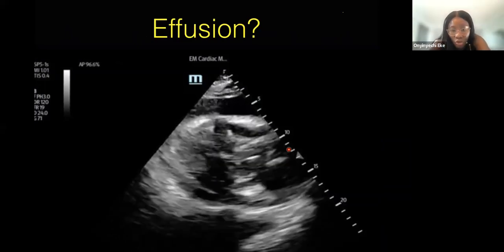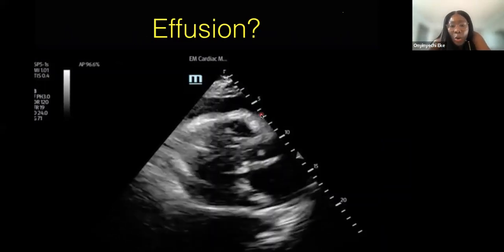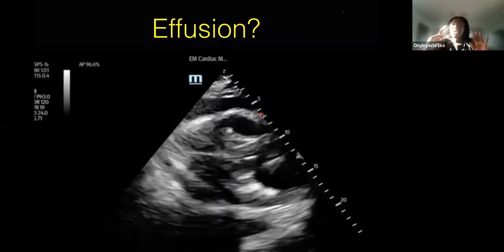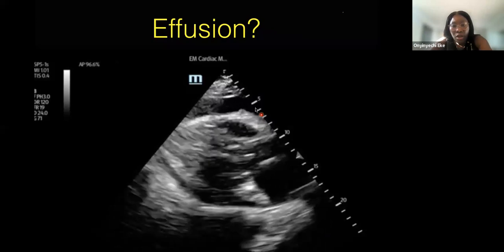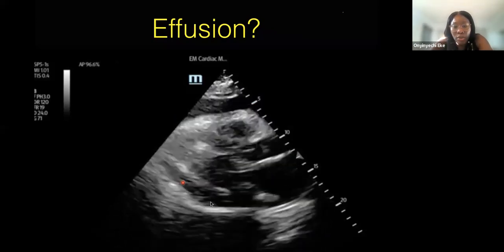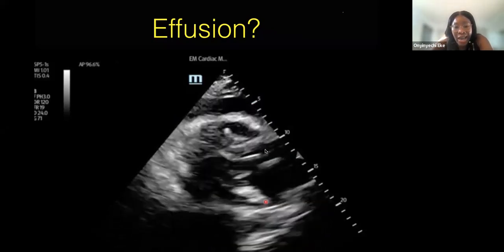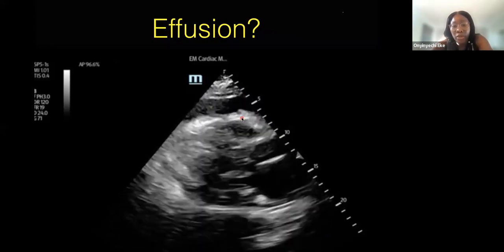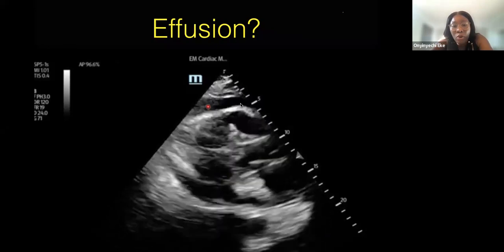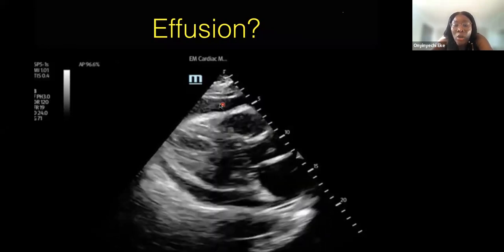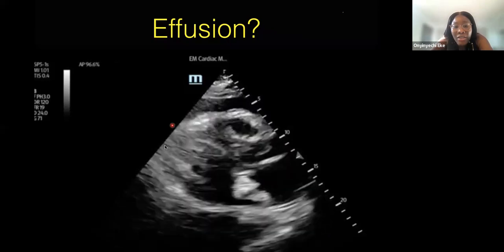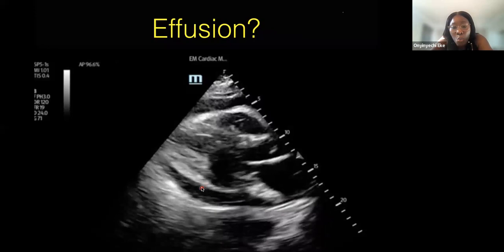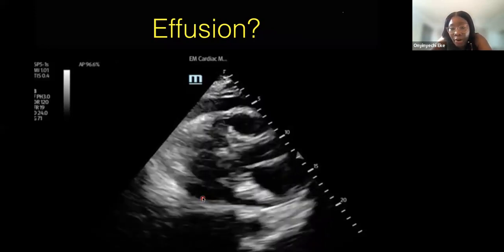Let's start with effusion. As we saw in a normal heart, there should be no fluid around the heart that you can appreciate, or maybe just trace. But as we can see here, this is a considerable amount of fluid around this heart. And the heart is looking stressed out. Look at this right ventricle. Fluid looks hypoechoic or anechoic. It surrounds the heart. Sometimes it could be regional. There could be some fluid on one part or not the other part.